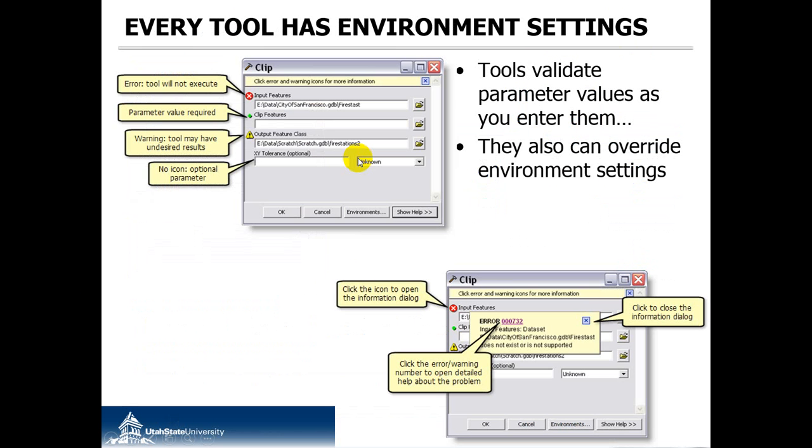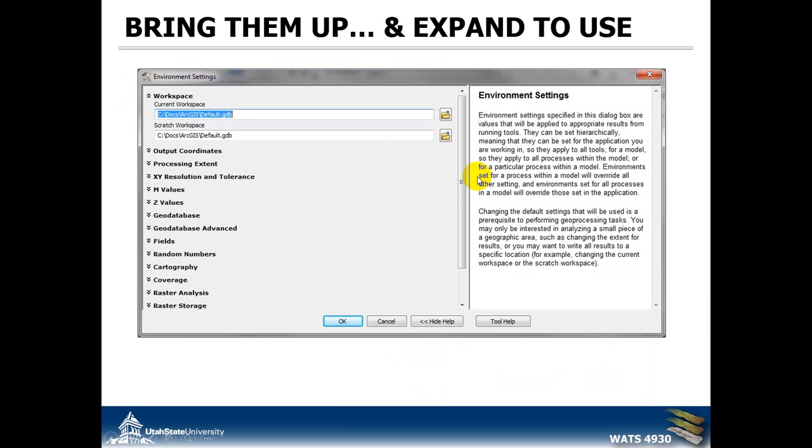There's a link to some help topics on this. And so, for example, when we're in that clip tool, when you click on this environments, that will bring up the environment settings for that. There's also, we sort of already highlighted some of these. The green are required parameters. The errors, when an error comes up, that means the tool won't execute. You can click on the error and it'll tell you what's going on. And then warnings are things where it may not work like you're expecting, but you don't need to fix it.